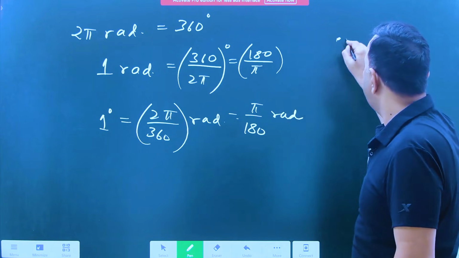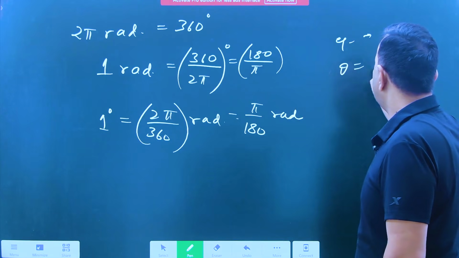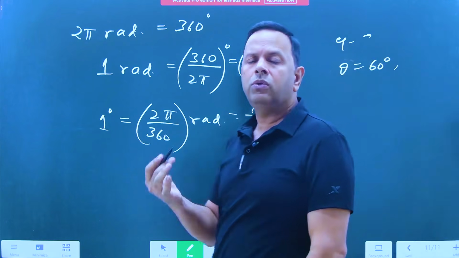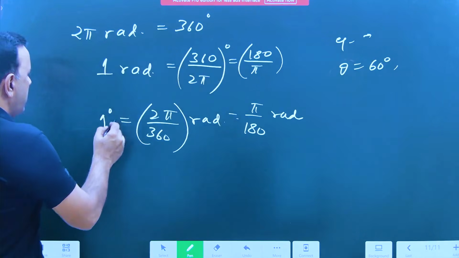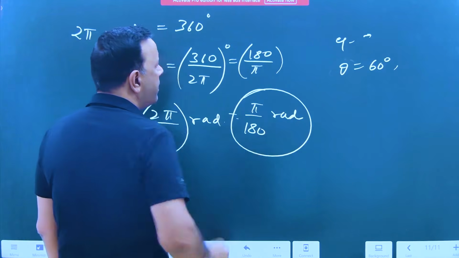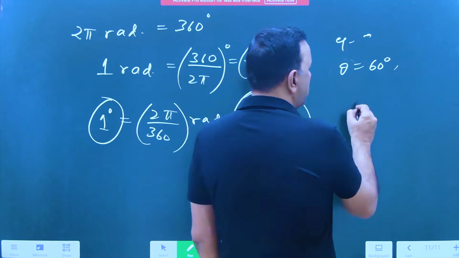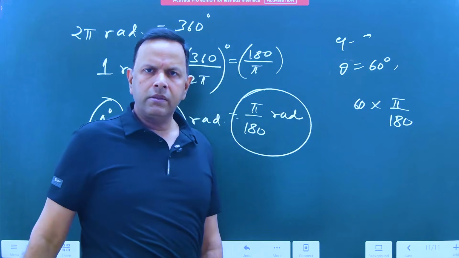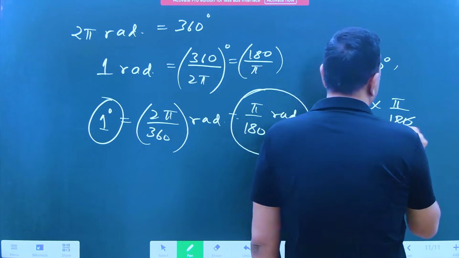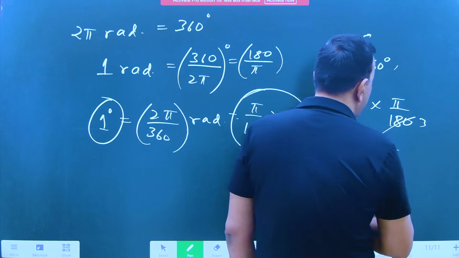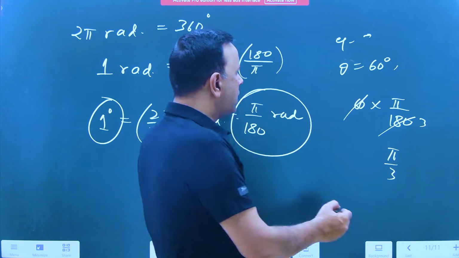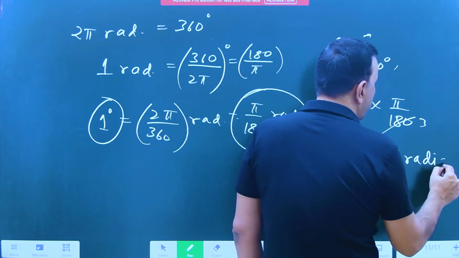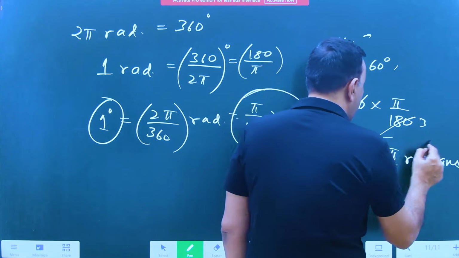For example, if theta is 60 degrees, I want to convert it into radians. So what should I do? See, 1 degree is equal to pi by 180 radians. Therefore, 60 degrees will be equal to 60 into pi by 180 radians. Right? So 60 gets cancelled with this. You get pi by 3. So this is how we'll do the conversion. 60 degrees is equal to pi by 3 radians.